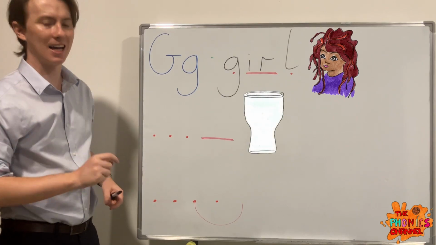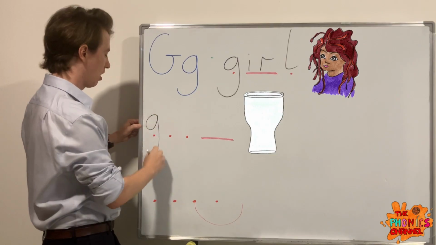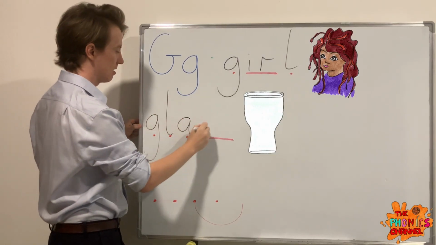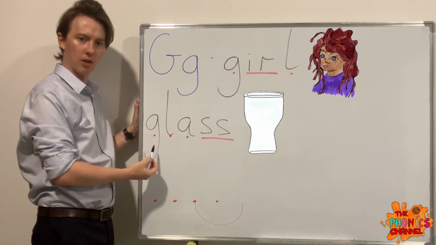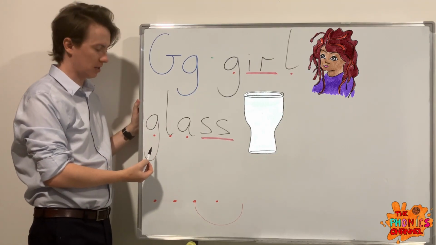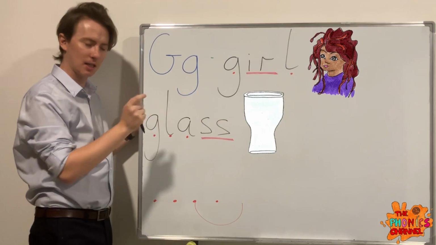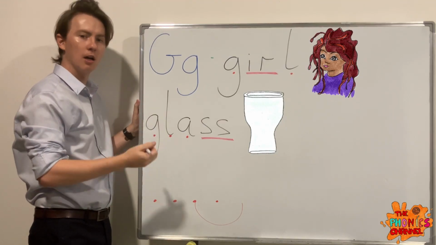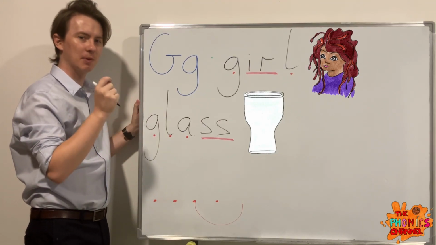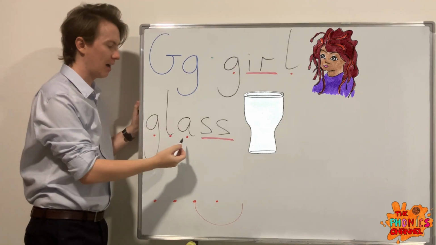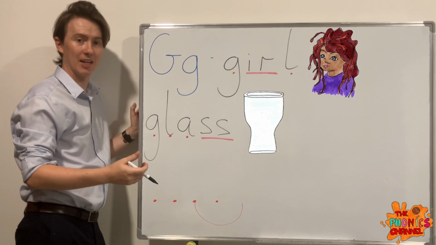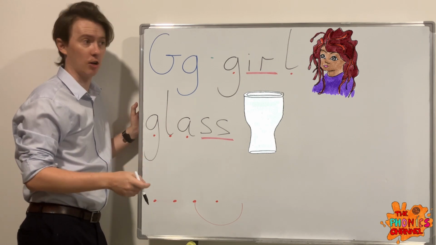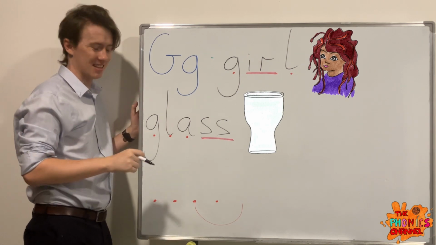Our next one is glass. Glass. Glass. G, l, a, s. Glass. So we've got 2 adjacent consonant sounds here, so we need to blend them quickly together. G, l. We blend them quickly together to make the gl sound. Gl, a, s. Glass.